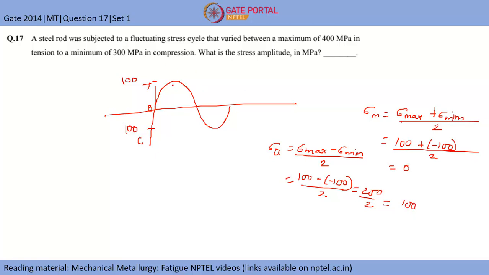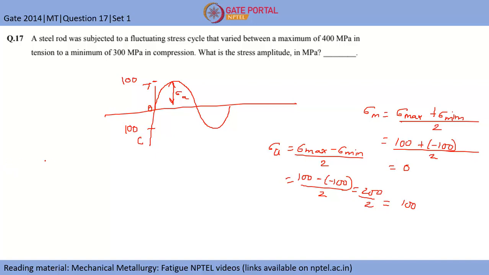So this will be 200 by 2, which will be 100. So this is your sigma A, which is 100. This is for a pure tension and compression cycle where both the magnitudes are the same. When both the magnitudes are the same, you will get sigma mean as 0. Always remember.